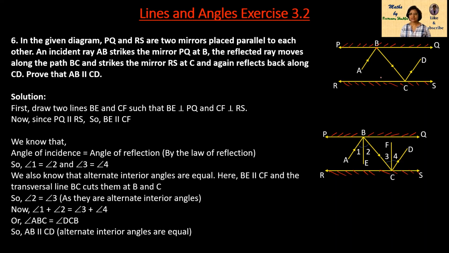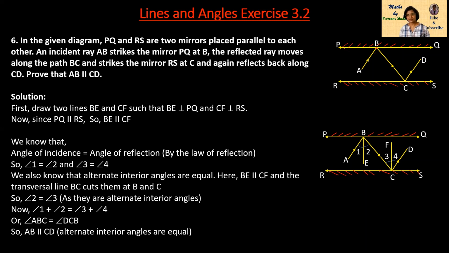So this is what we have to prove. We have to prove that AB parallel CD means this incidence ray and this reflection ray are parallel lines. Okay, parallel rays or parallel lines. So for that, we have to think about what we can prove. First, when you have to prove parallel lines, we check angles. We check for angles through the transversal line.